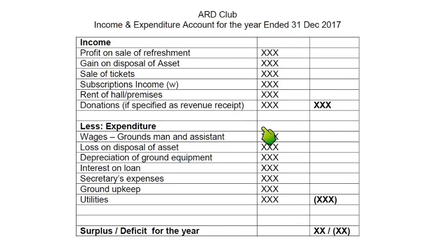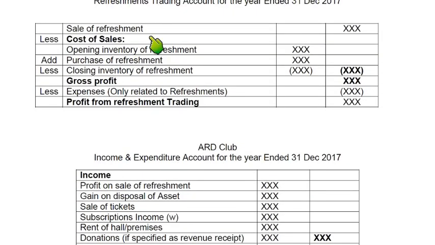We'll be adding up all these incomes, and the total will come here. Then we have expenditure. All of the expenditure other than canteen or cafeteria or refreshment will come here, because the canteen or cafe expenses have already been charged where? In the refreshment account. The canteen expenses have already been charged.